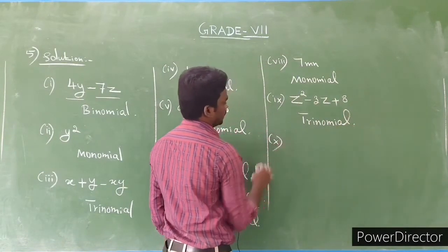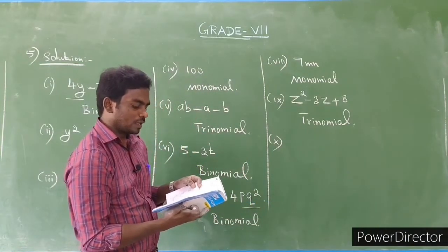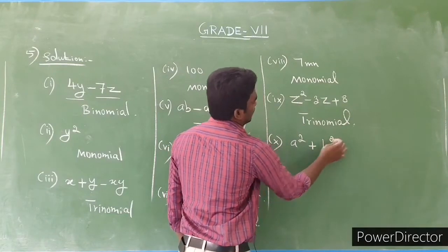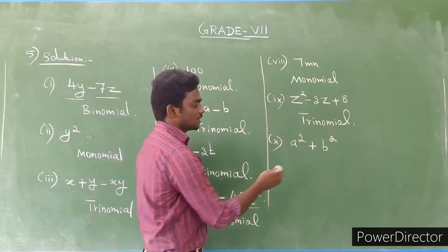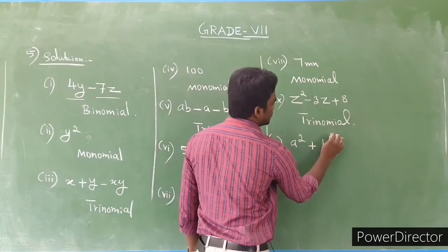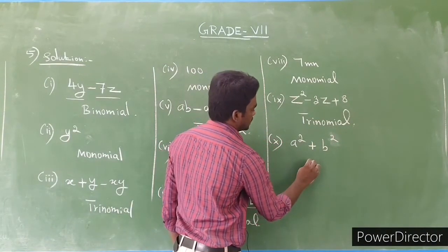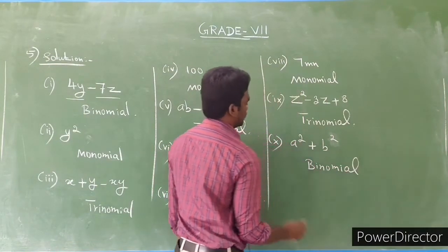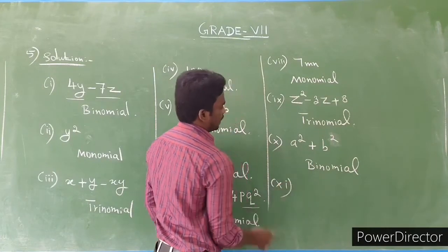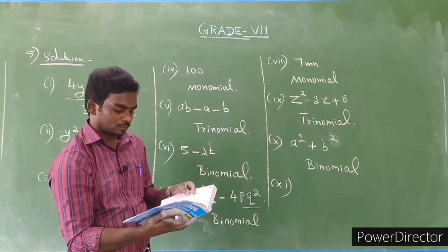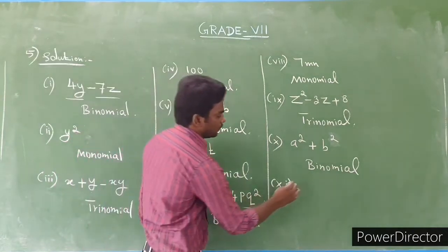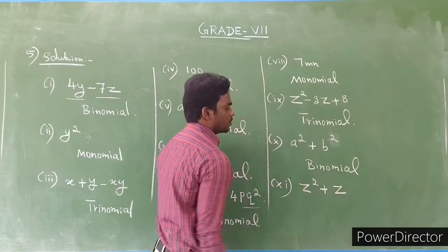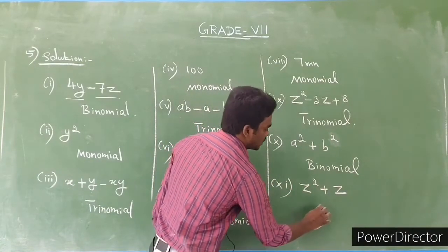Next, the 10th one is a square plus b square. Here a square is the first term and b square is the second term. So this expression contains two terms, which means it is a binomial. Next, the 11th one, z square plus z. Z square is the first term and z is the second term. So this is called a binomial.